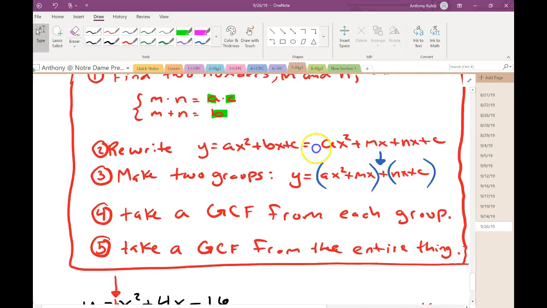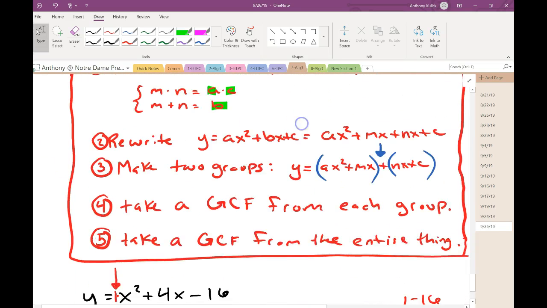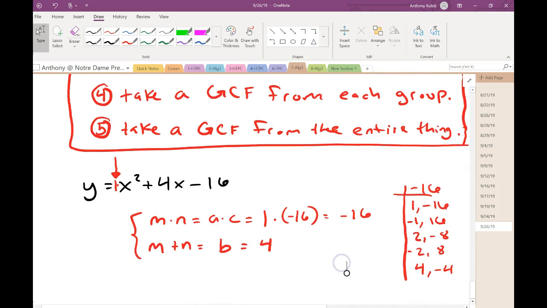Did I copy this problem down wrong? How did I what? So, how am I getting these numbers? I'm just using my multiplication times tables, and thinking about the things that multiply to give me 16.